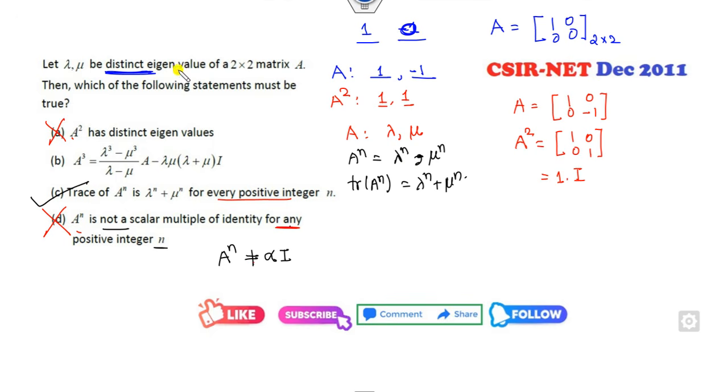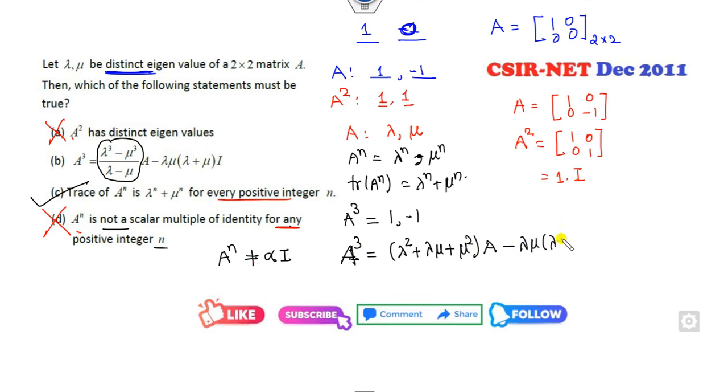Now look at the second option. Again, I have the eigenvalues 1 and minus 1. So what are the eigenvalues of A cube? 1 and minus 1. Let me check whether the right-hand side holds, and first I can simplify this. If I say this is A cube, it equals lambda square plus mu lambda plus mu square times A minus this number. Now you can verify it.